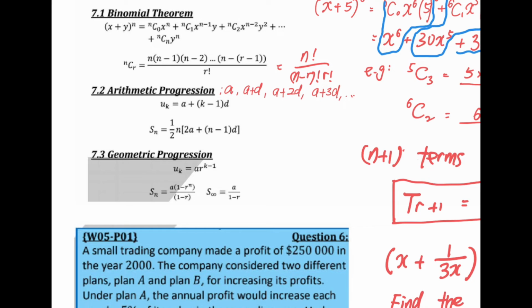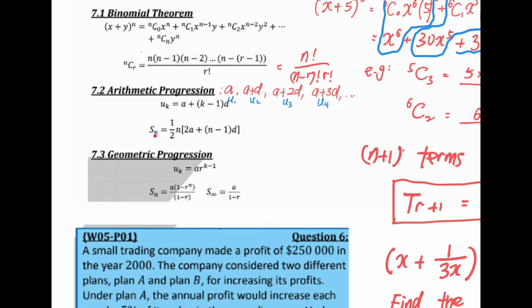So this is called the first term, which is U1, then U2, U3, U4. Okay, so in general, to find any term, you use Uk equals a plus (k minus 1)d. You can see here, this is 4, this is 3, so this is k minus 1. So (k minus 1)d is the general term to represent the arithmetic progression.